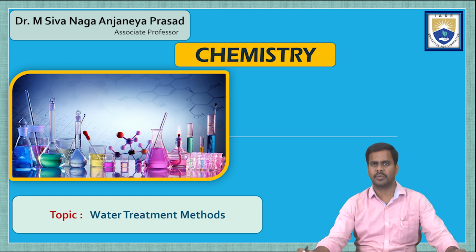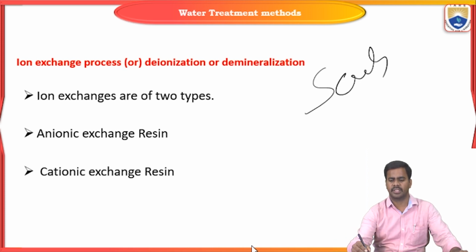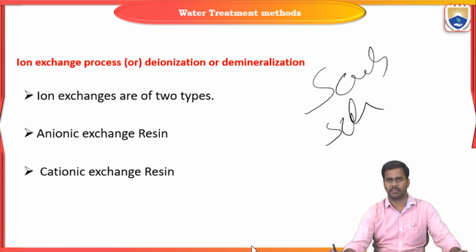Otherwise, some problems will arise. That is known as boiler troubles. For example, scales, sludges, etc., and caustic embrittlement, a very important boiler trouble we have to face. So, we must remove hardness causing ions from water before it is taken into the boilers as feed water. That's why we have to apply some techniques to remove hardness from water.